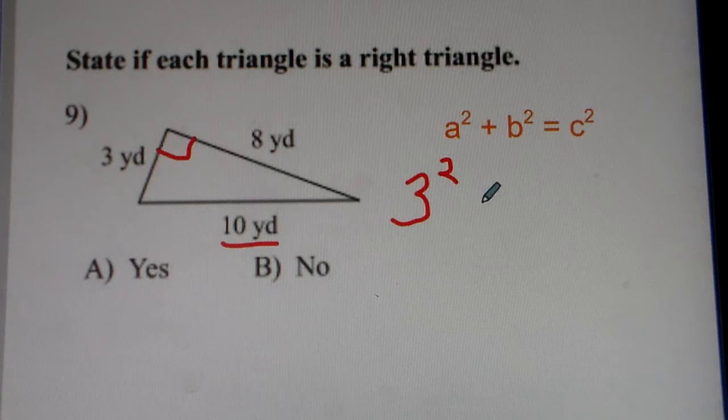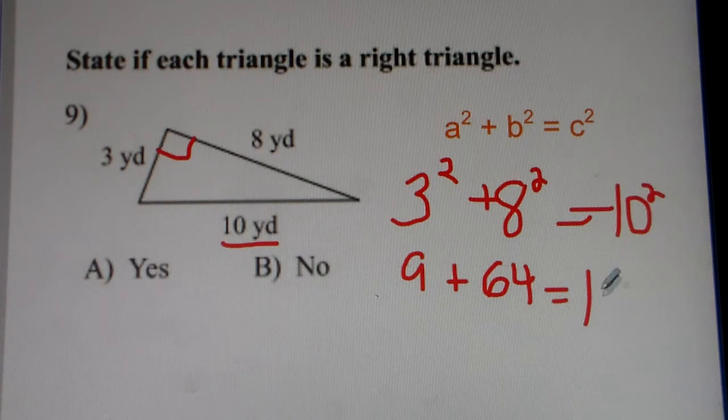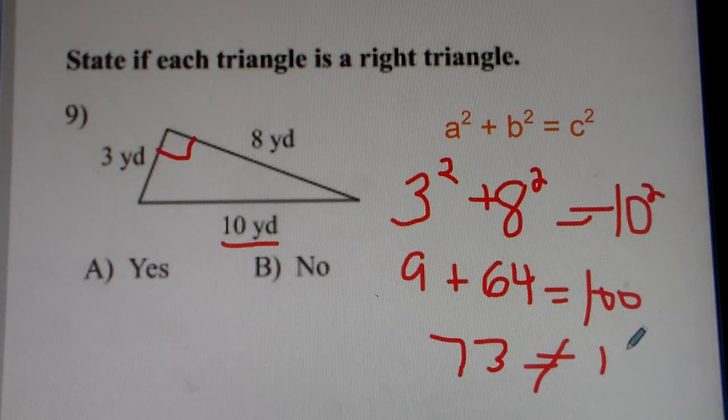So it'll be 3 squared plus 8 squared equals 10 squared. 3 squared is 9. 8 squared is 64. 10 squared is 100. Well, 9 plus 64 is nowhere near 100. It's actually 73. 73 does not equal 100. And since they do not equal each other, that means no. This is not a right triangle.